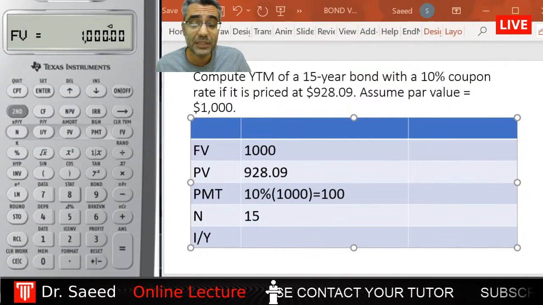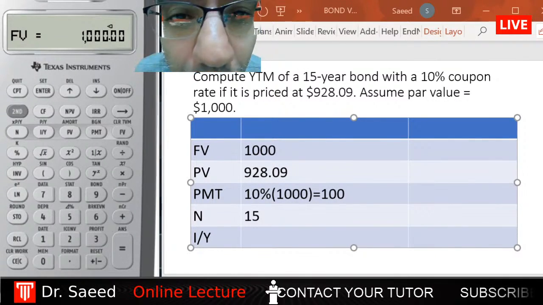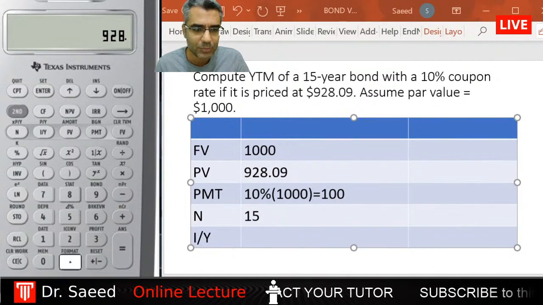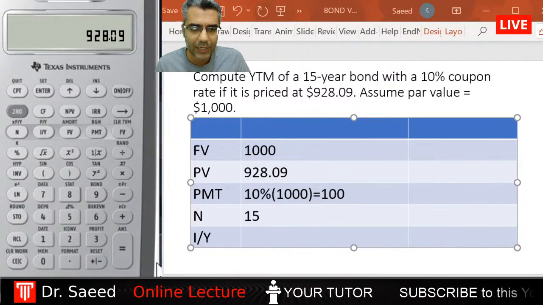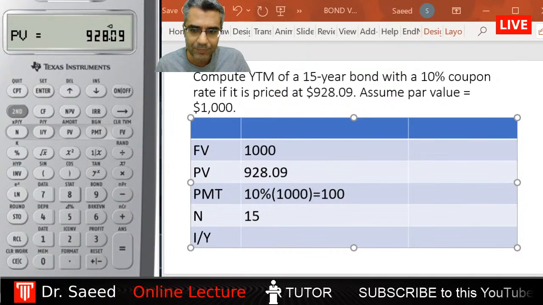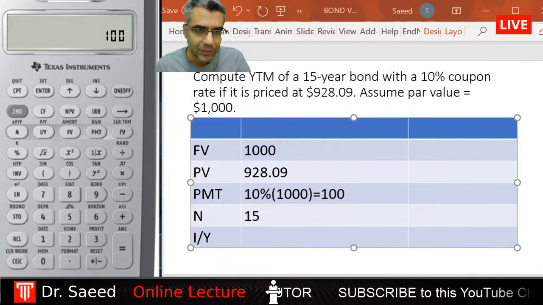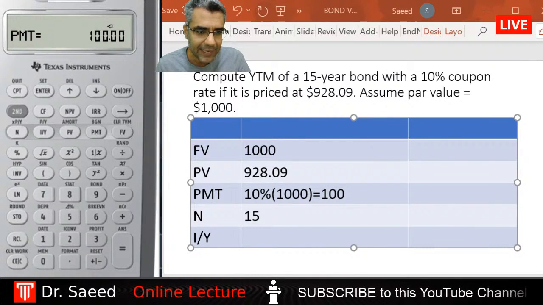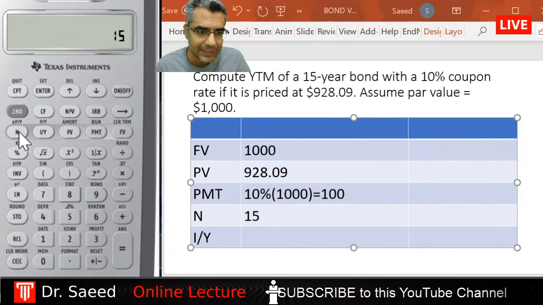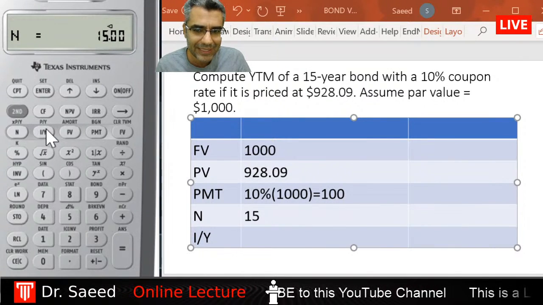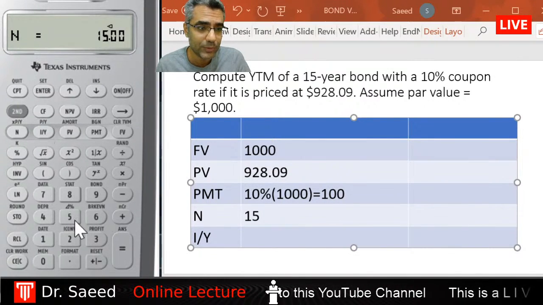Oh, I want to show you something interesting. So 928.09, I assign this to PV. PV is here. Then 100 to PMT. PMT is here. And 15 to N. N is here. And now CPT. CPT means compute. Compute what? Compute interest rate or yield to maturity.